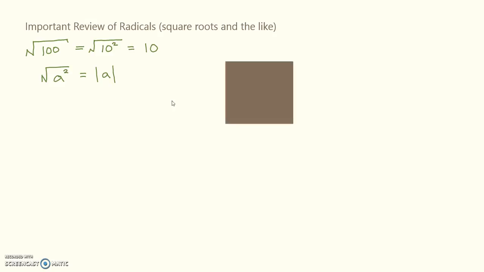What's another way of looking at that? Well, this box has an area of 100. The square root of 100 is the length of the side of the square that makes the area equal to 100. If we wanted to know what each side length of this square was, area is length times width, and 10 times 10 is the way to make this a square with equal sides that has an area of 100.